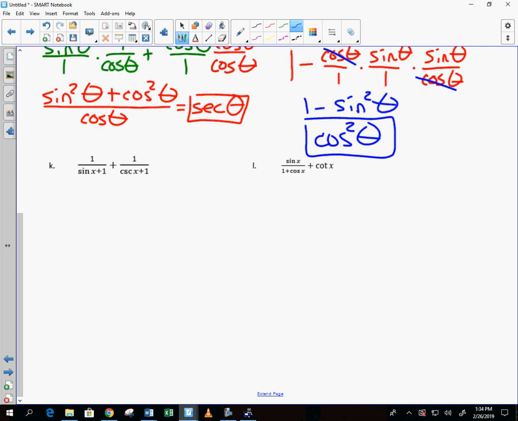Common denominators. Thank you. So we're going to do sine of x plus 1 over sine of x plus 1.